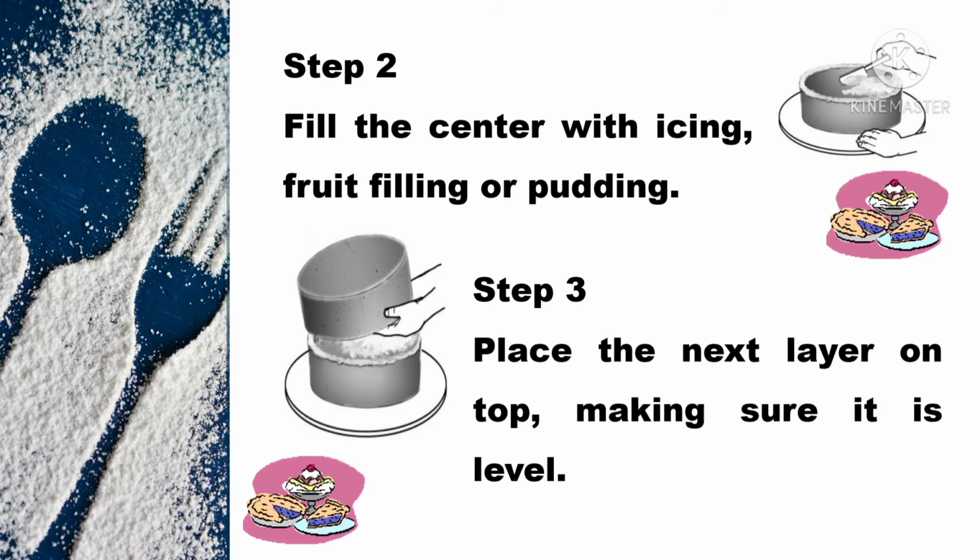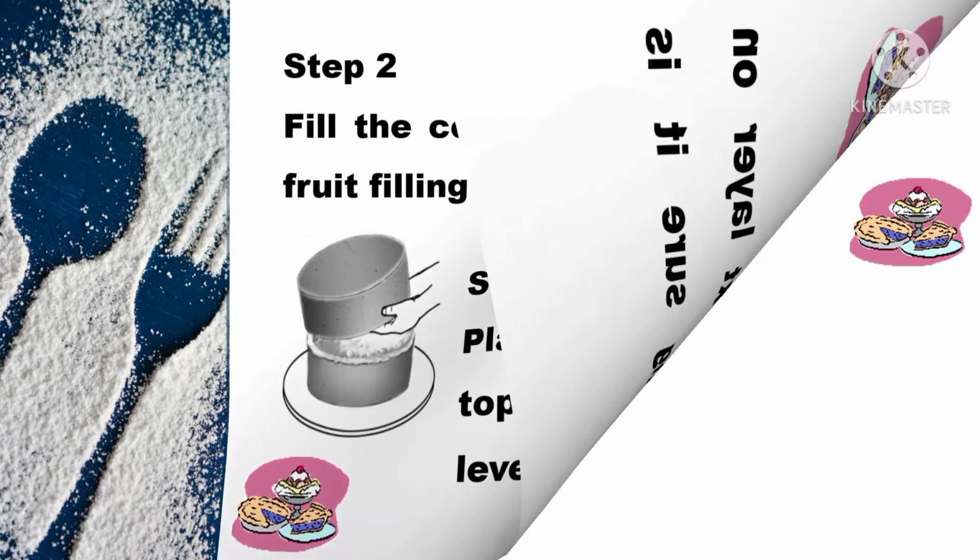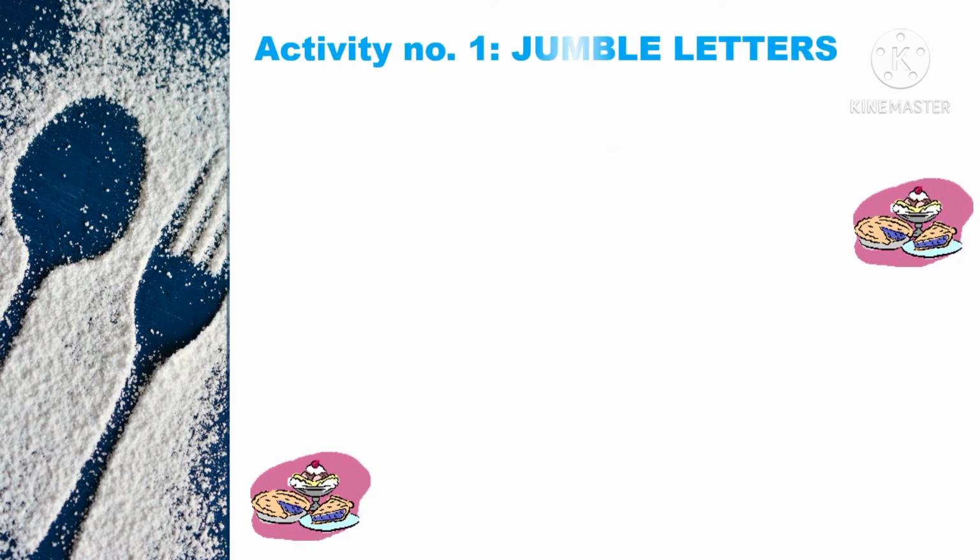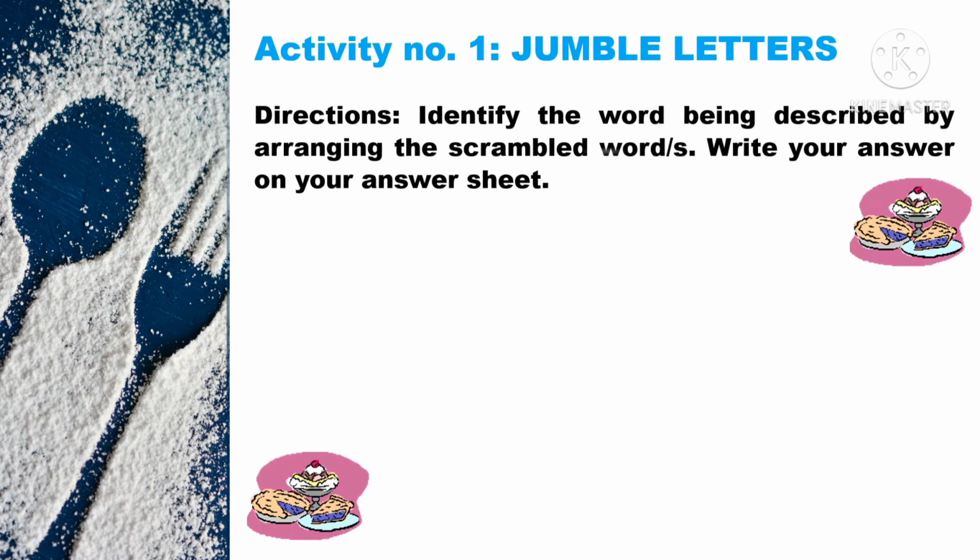And now that we are done, let us now practice what we have learned. For activity number 1, titled Jumbled Letters. Directions. Identify the word being described by arranging the scrambled letters. Write your answer on your answer sheet.